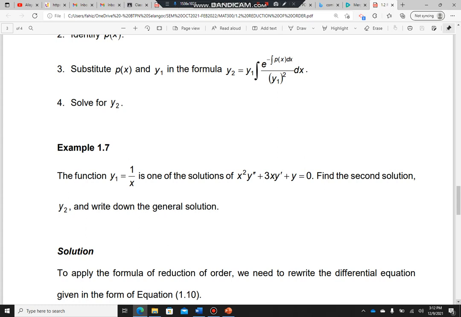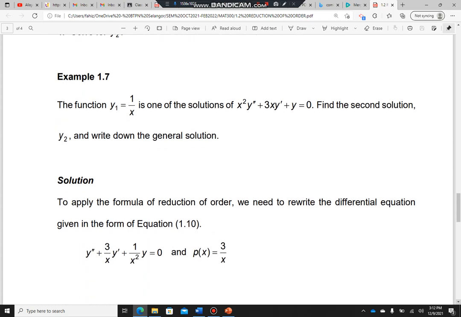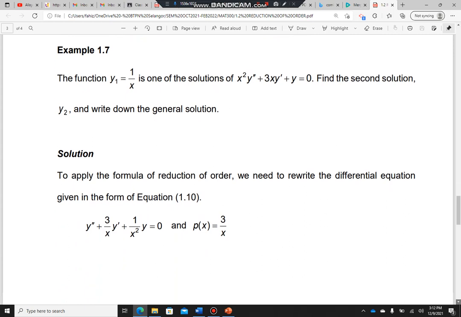Okay, example 1.7, the function y1 equals to 1 over x is one of the solutions of x square y double prime plus 3xy prime plus y equals to 0. Find the second solution, y2, and write down the general solution. Okay, so just apply je tadi.